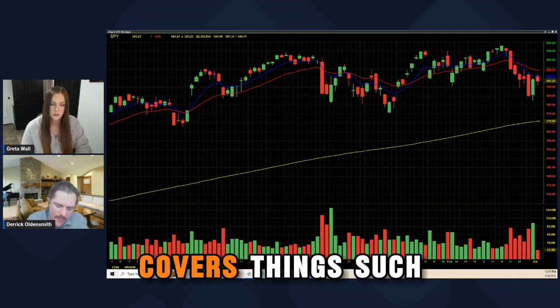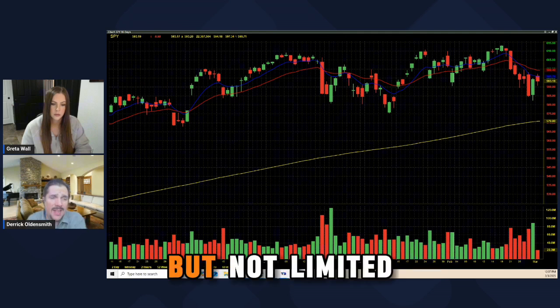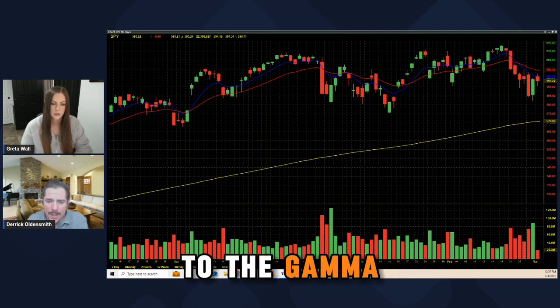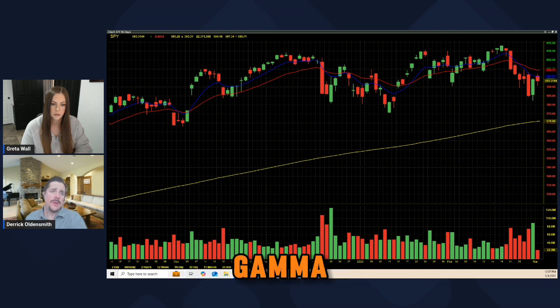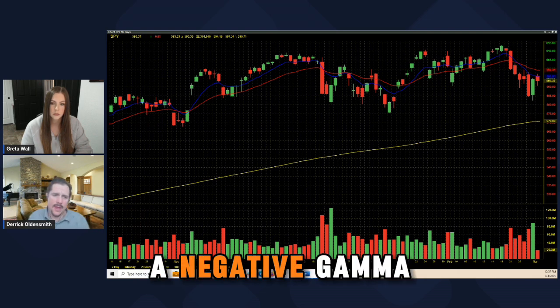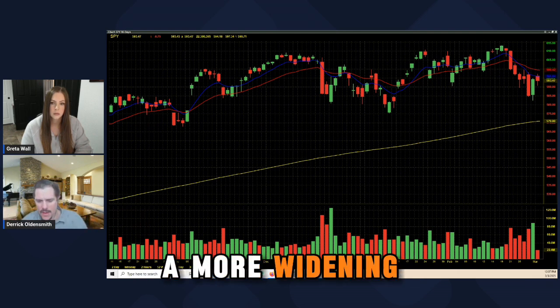So market dynamics covers things such as, but not limited to, the gamma environment on the market, where if you have a positive gamma market, it's going to have a more insulating effect. If you have a negative gamma environment, it's going to have a more widening effect on the market.